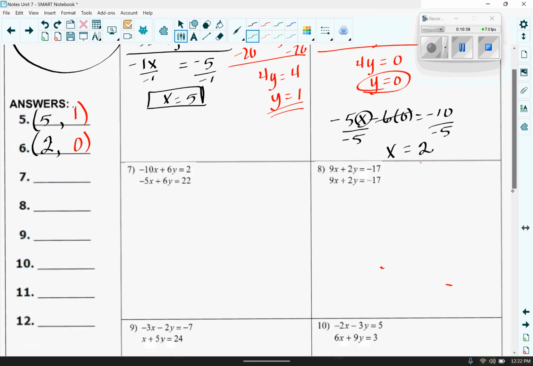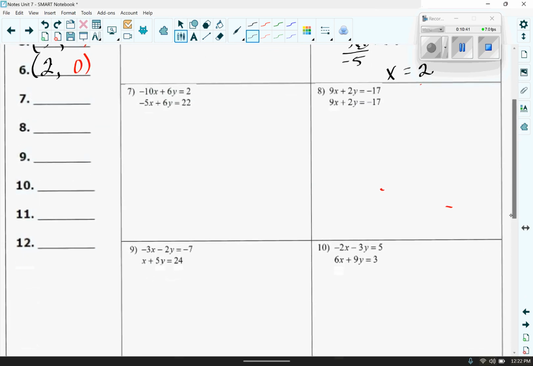Number 7, very similar. 7 and 8 are the same-ish. So let's go ahead and do 7. Let's multiply the whole thing, if I want to get rid of my y's, by negative 1. So that makes it 5x minus 6y equals negative 22. Here I end up with negative 5x. The y's cancel. And that gives me negative 20. Divide by negative 5 on both, and I end up with x is equal to positive 4.